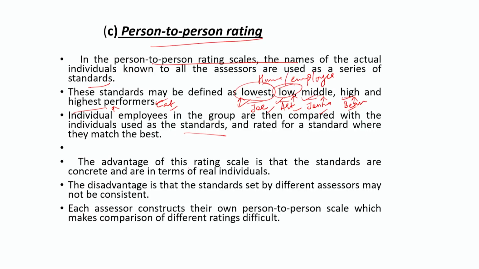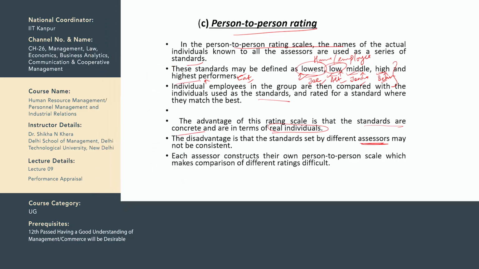The advantage of this rating scale is that the standards are concrete and are in terms of real individuals. But the disadvantage is that the standards set by different assessors may not be consistent, because the scale which an individual assessor makes may vary from individual to individual. Maybe for assessor 1, Joey is the lowest performer. For assessor 2, Art can be the lowest performer. Thus, because of this inconsistency, this scale is not very much in use.